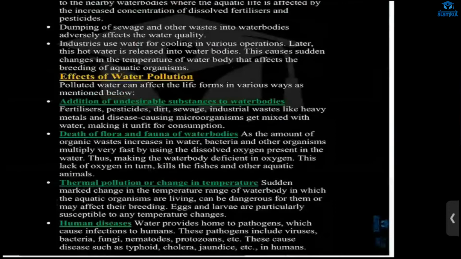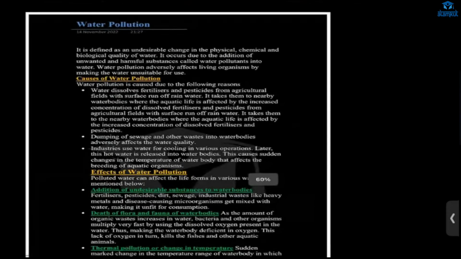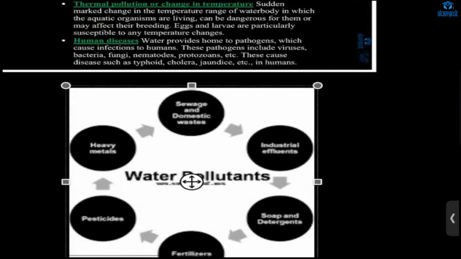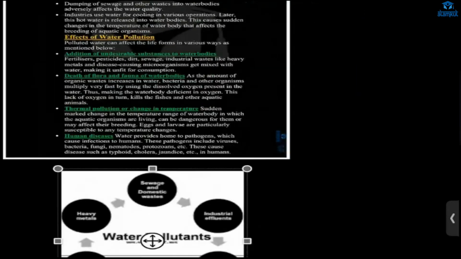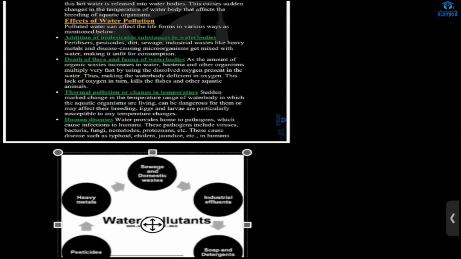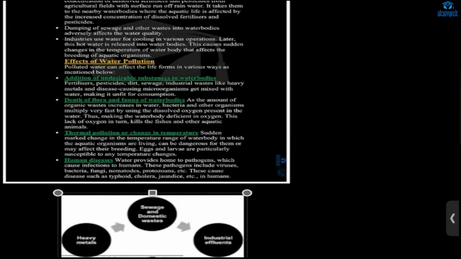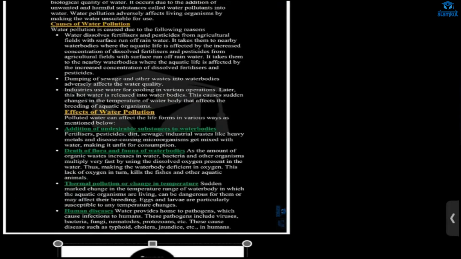Next, water pollution. Causes of water pollution, it could be fertilizer, pesticides, soap, detergent, then industrial effluents. The industries do the process and then the byproducts, right? The waste, those are the effluents. They release it in water bodies. Then heavy metals, then sewage and domestic wastes. Those all things. What is the effect of water pollution?